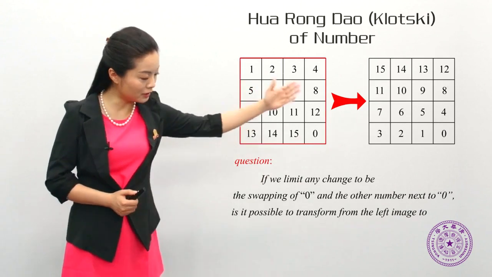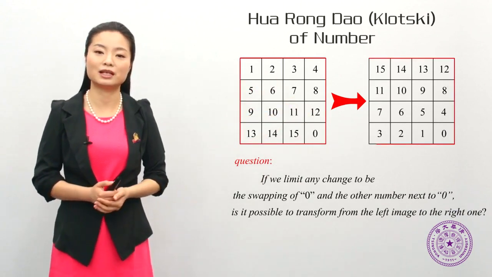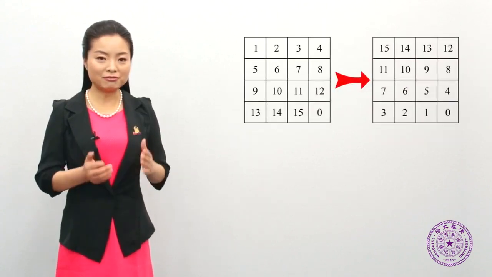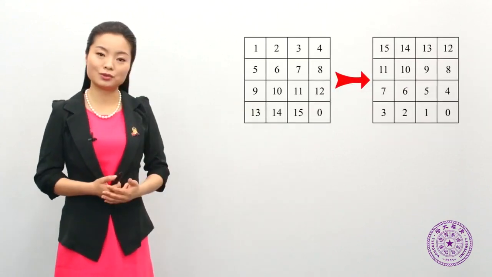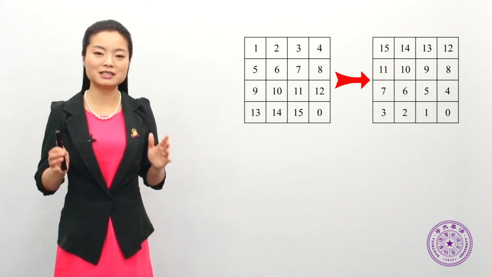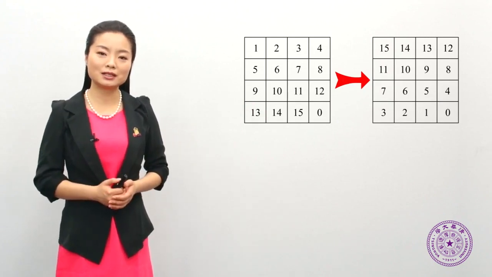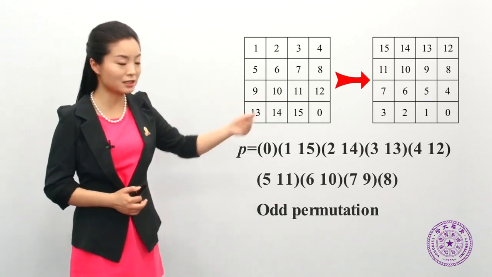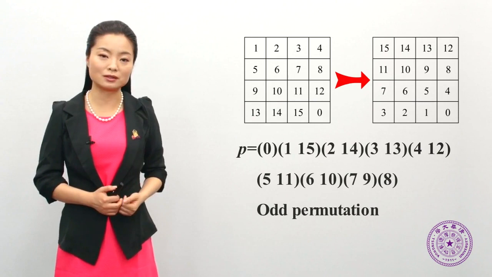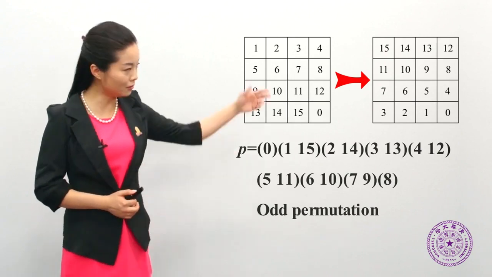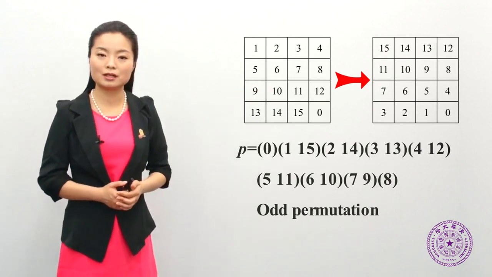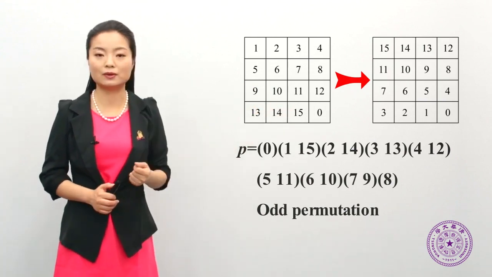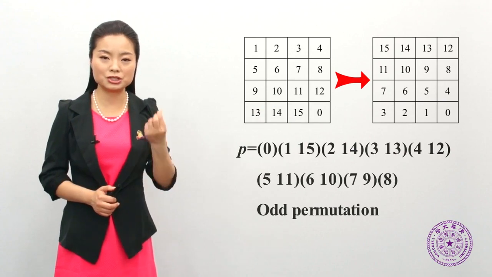Let's analyze it. Two images, left and right. First, we do not consider the constraint of 0 exchanging with its neighbors. What kind of permutation would it be? We will realize its permutation can be written as several swaps. In total, there are 7 swaps. In order to transform from the left image to the right one, an odd permutation is needed. But if we look back, corresponding to our requirements, each time the swapping is 0 and its neighbor, then what will happen?